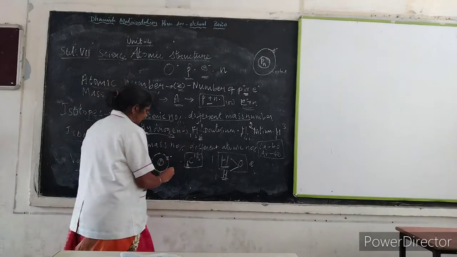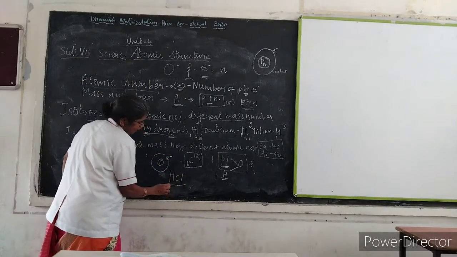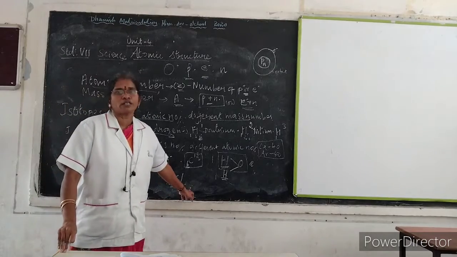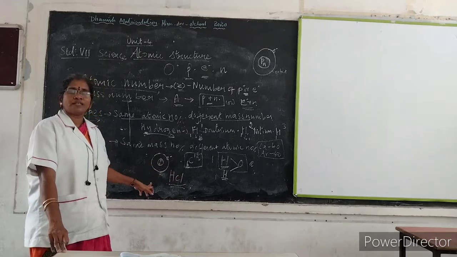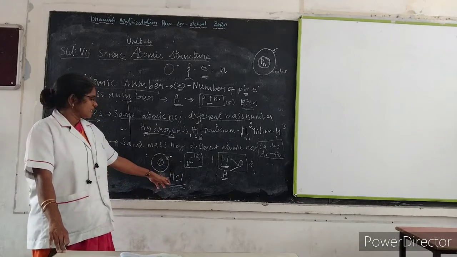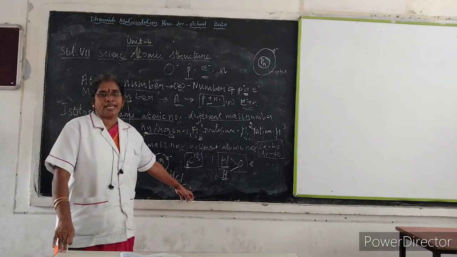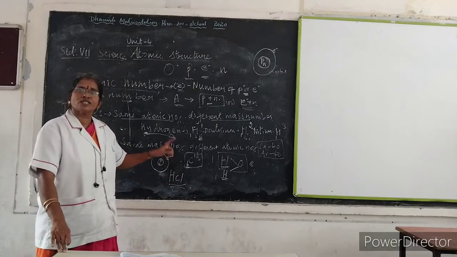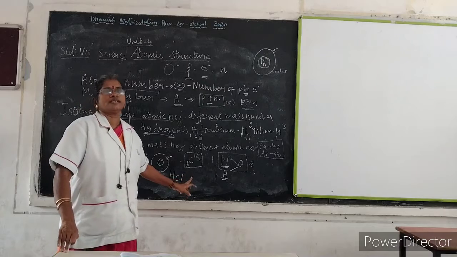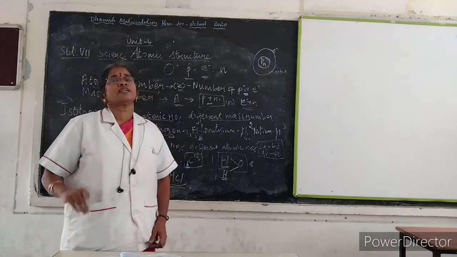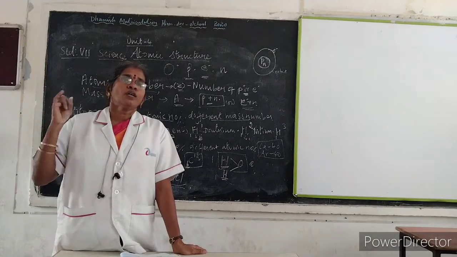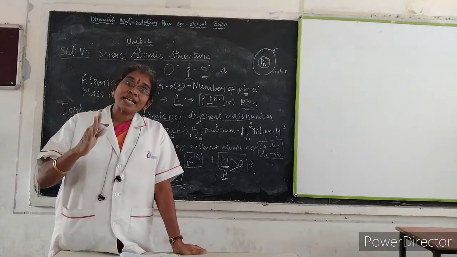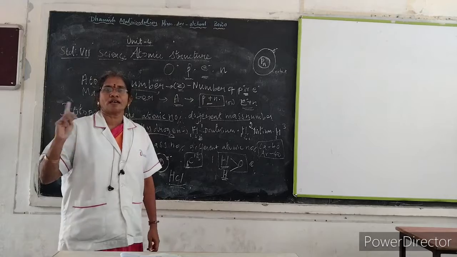For example, hydrogen chloride. One hydrogen can combine with only one chlorine. One chlorine can combine with only one hydrogen, resulting in the formation of HCl. So the valency of hydrogen is 1, and the valency of chlorine is 1. Based on the valency, we can say monovalent elements, divalent elements, trivalent elements and tetravalent elements.